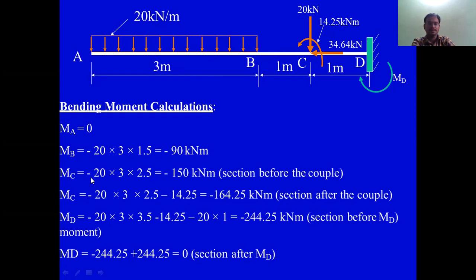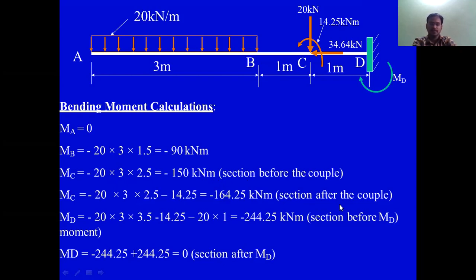And moment about C, the section before the couple, it is minus 20 into 3 into 2.5. You should not consider the couple before it. Afterwards, you should consider the couple. So minus 20 into 3 into 1.5 plus 1, it is 2.5. So this is minus 150 kilonewton meter.